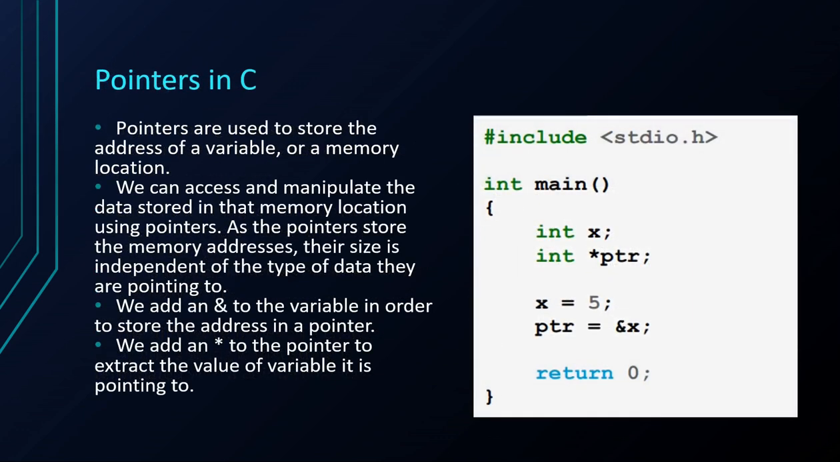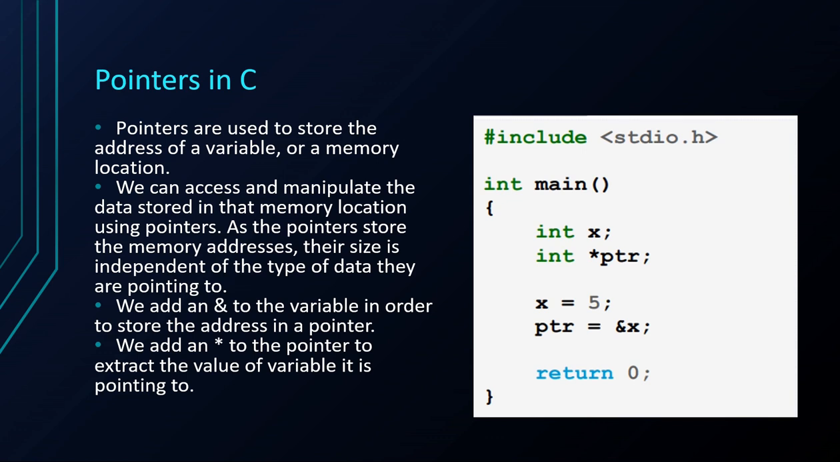Pointers. Pointers are used in C in order to store the address of a variable or a memory location. We can access and manipulate the data stored in that memory location using pointers. As pointers store memory addresses, their size is independent of the type of data they are pointing to. So for a 32-bit operating system, pointers will have 4 bytes of memory. In case of a 64-bit operating system, pointers will have 8 bytes of memory.